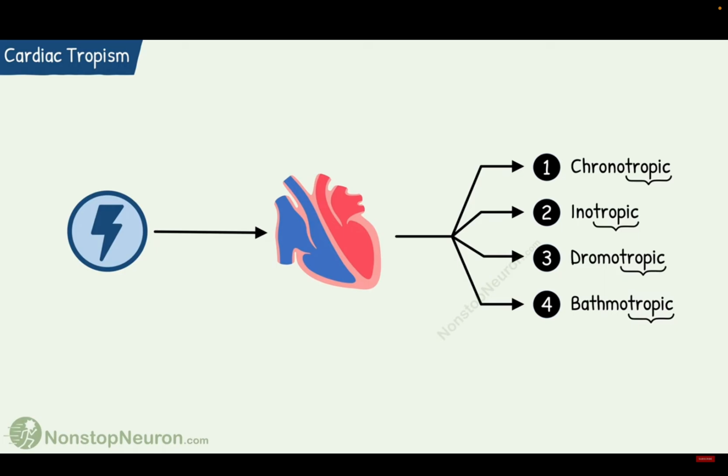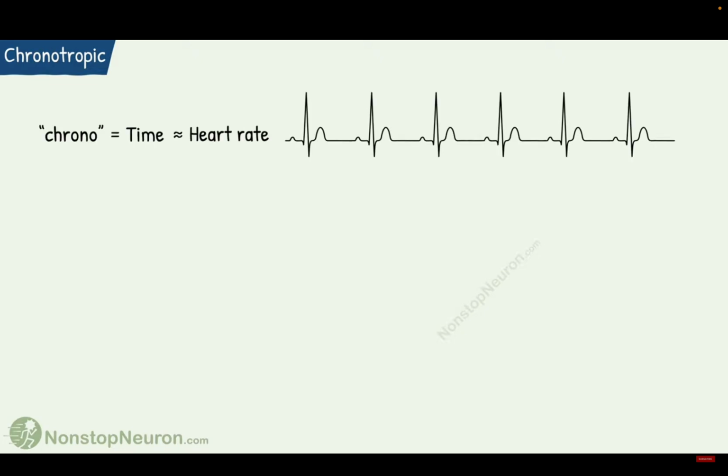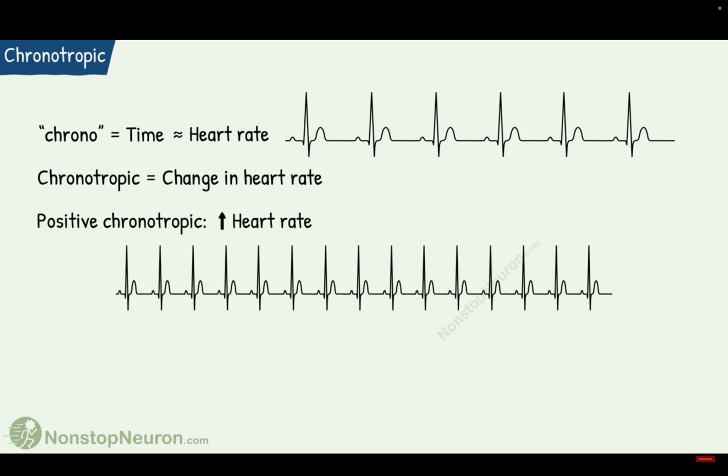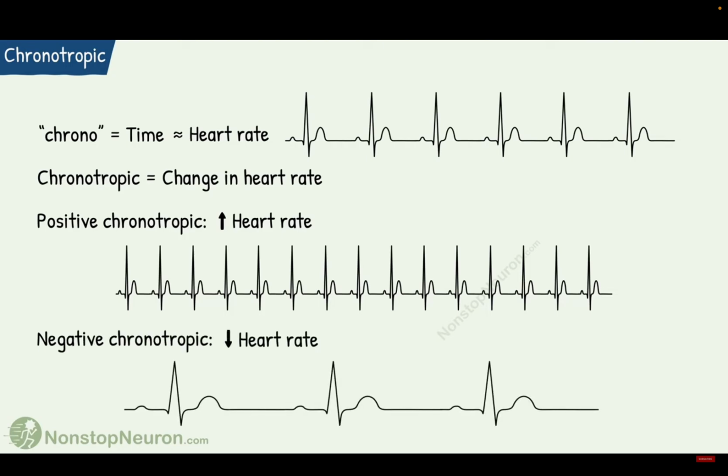Here, the meaning of the suffix tropic, which is common for all the words, is change. Now let's see each of them one by one. First, chronotropic effects. Chrono means time. And of course, the most important cardiac parameter related to time is heart rate. That is, how many times the heart beats every minute. So the chronotropic means changes in heart rate. Positive chronotropic means an increase in heart rate, and a negative chronotropic means a decrease in heart rate.